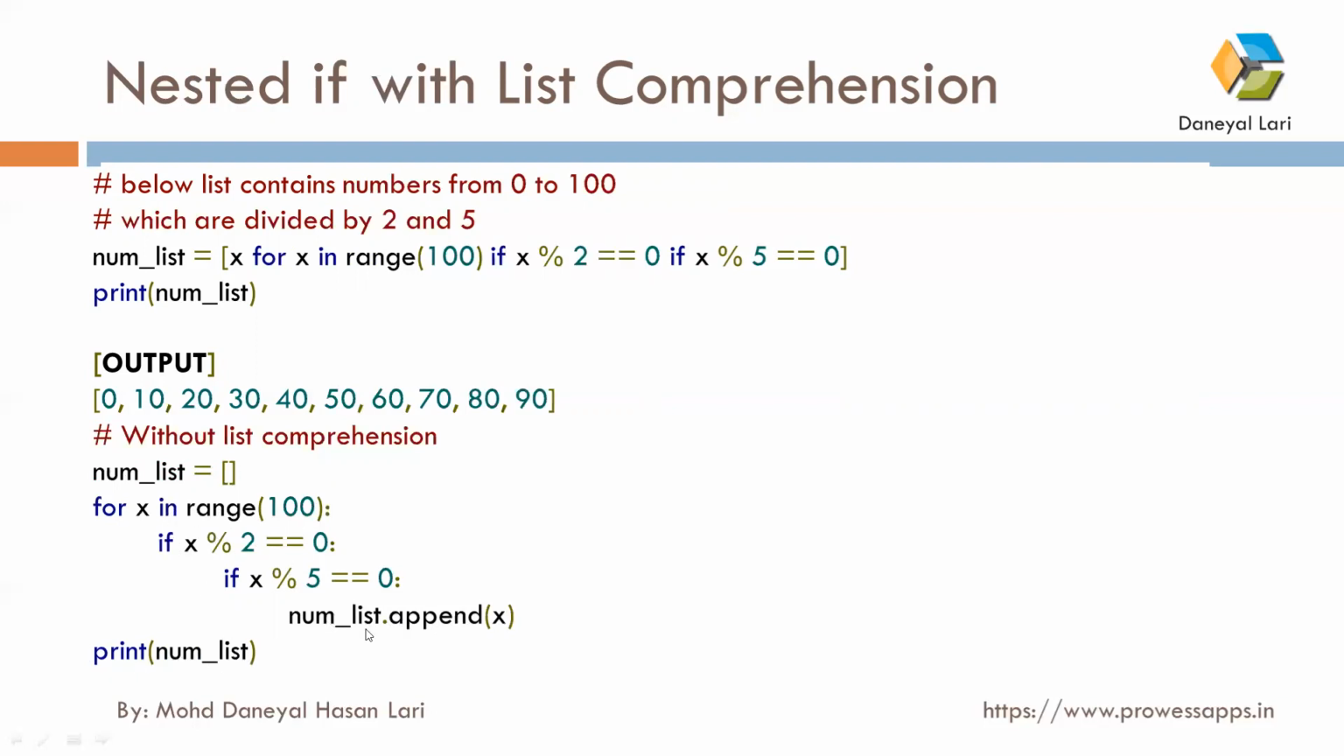The same thing we can do by using the list comprehension. Just look here. The x is a value, and this x is my expression that will be evaluated after the whole expression is evaluated. So for x in range 100, first of all it checks if x mod 2 is equal to 0, and if x mod 5 is equal to 0. If both conditions are true, then it will return that x to this expression.